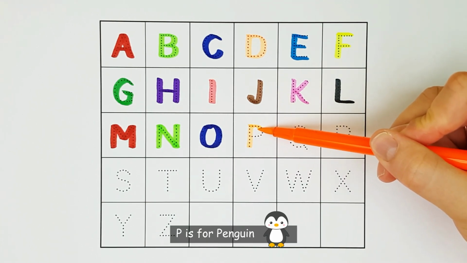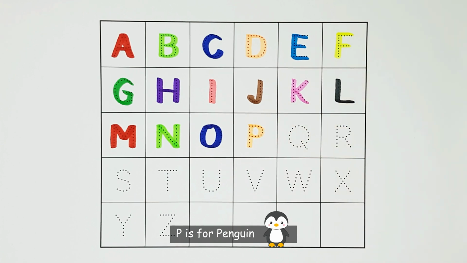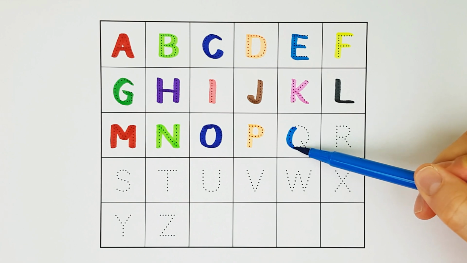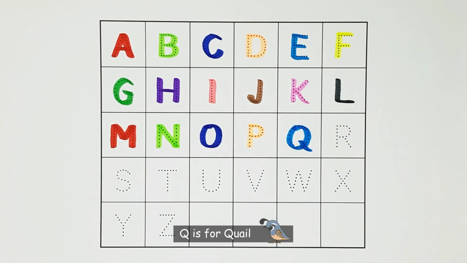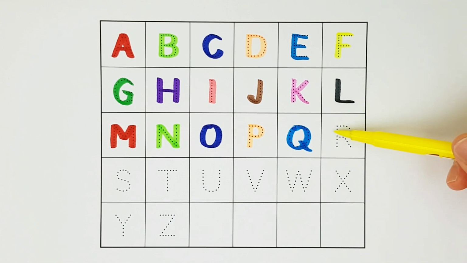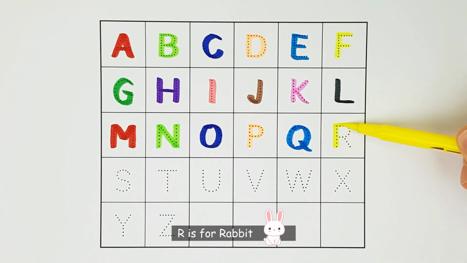P. P is for penguin. Q. Q is for quail. R. R is for rabbit.